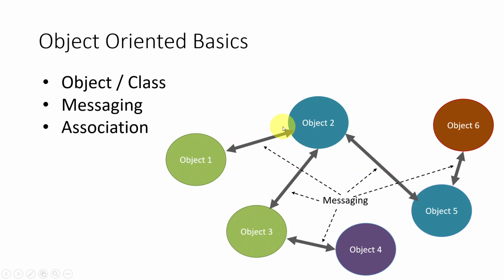So let's look at the basics of object-oriented development. We have the concept called object and class, the concept called messaging, and the concept called association. Here the idea is we look at the system as a set of objects that communicate and collaborate with each other by passing messages. And they can pass messages if they are associated objects.